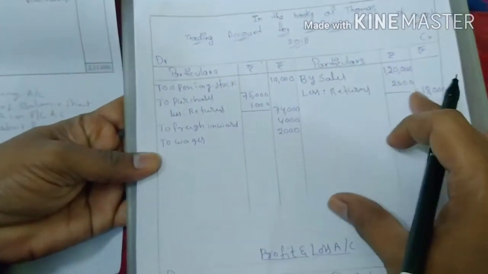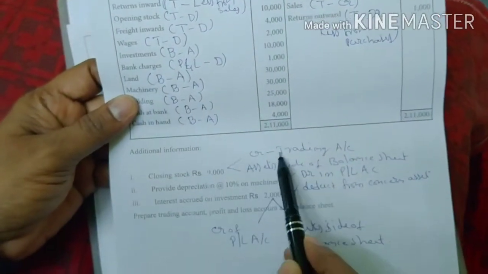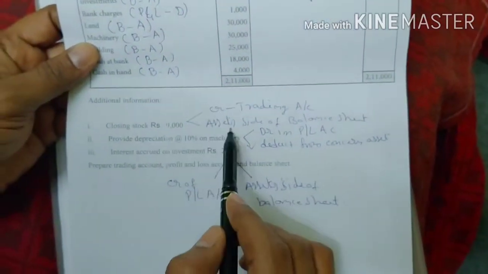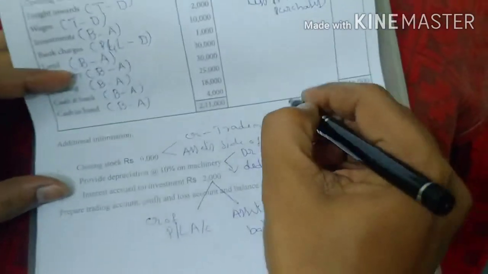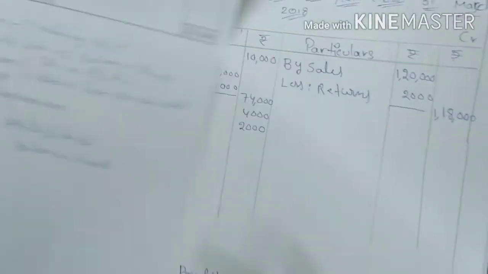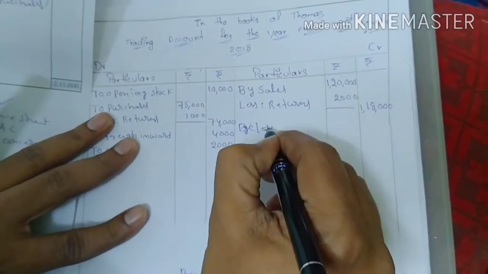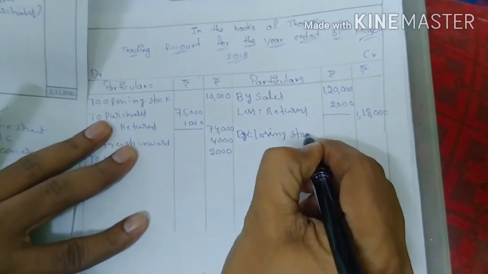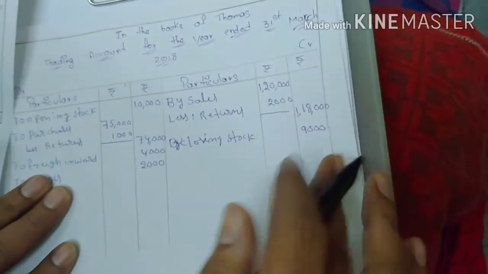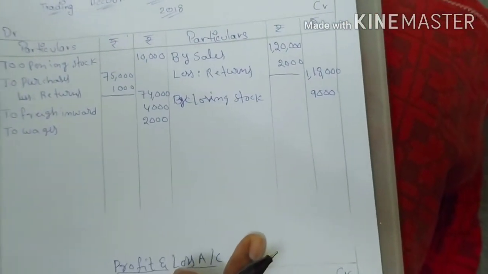We have posted all the things, but you can see one thing is there: the closing stock needs to be mentioned on the credit side of the trading account one time. That means the adjustment is entered two times. The first time we mention it, we should put a tick mark for our remembrance. So by closing stock, 9,000 rupees. So this is about the entry posting in the entire area.